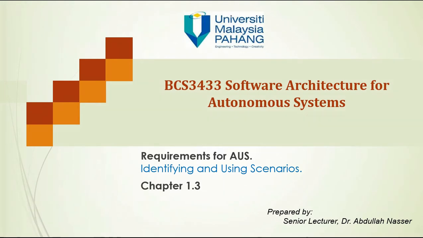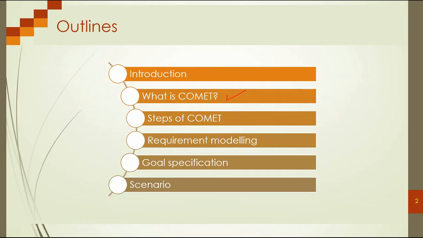As I explained earlier, we will use a new approach for analyzing autonomous systems, which is the COMET method. So today we'll talk about this method. We'll start with an introduction, then what this method is and its steps. This is the first phase of the method, which is requirement modeling.